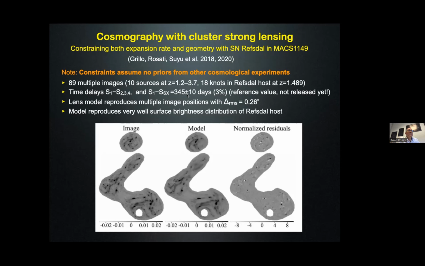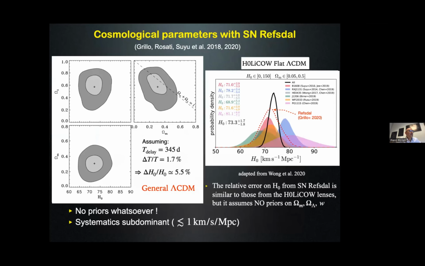Now we know that they can measure this with a precision of better than 2%. We tried the experiment, and this is what we get. Again, not only H0, as I told you, in the case of something that you cannot do for galaxy scale systems, by using the angular diameter distance ratios for sources at different redshifts, you can also constrain omega matter and omega lambda, for example, for a general lambda CDM model.